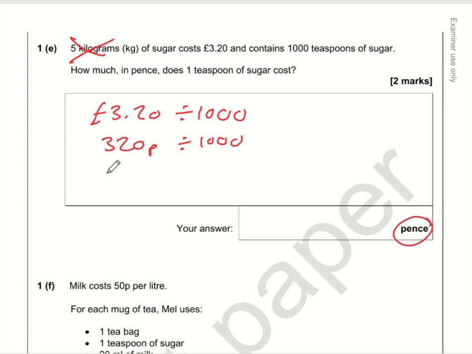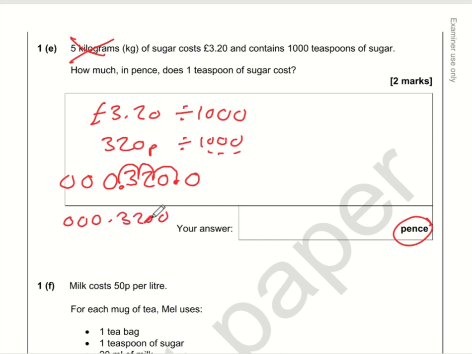So dividing by 1,000 means we are going to move the decimal point 3 positions, because there are 3 zeros in 1,000. Now 320 is 320.0. We might want to put some zeros in front so it's more obvious where this decimal point is going to land when we move it 3 positions. So 1, 2, 3. So it's going to be 0.3200. Well, we don't need those zeros at the end, and we only need this 0 here. These other 2 can go away, so that is 0.32 pence.